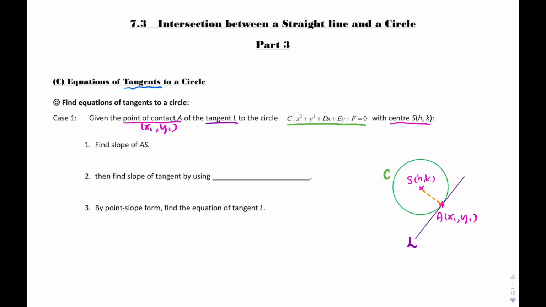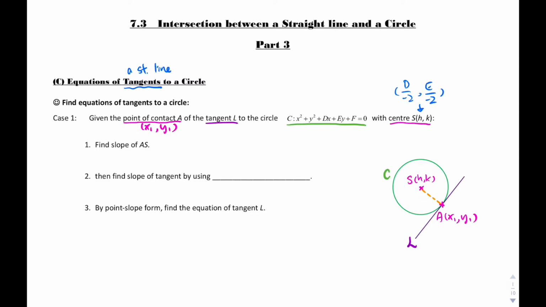The first case, if you are given the point of contact of the tangent to the circle, say the point of contact is A with coordinates x1, y1, and you have the equation of circle C in general form, then you can find the center (h, k) by using D over negative 2 and E over negative 2. And here, actually, it is not difficult to find the equation of the tangent because a tangent is just a straight line.